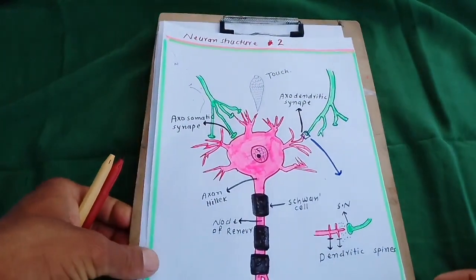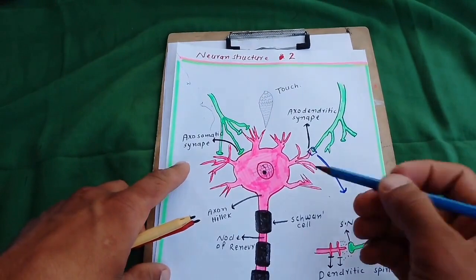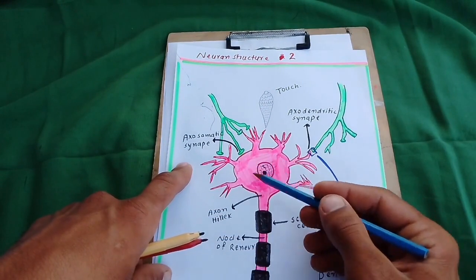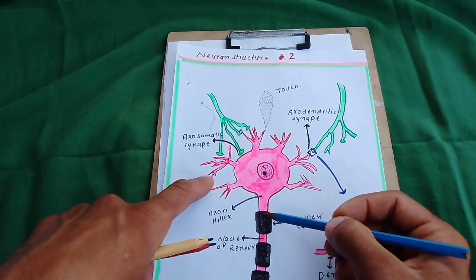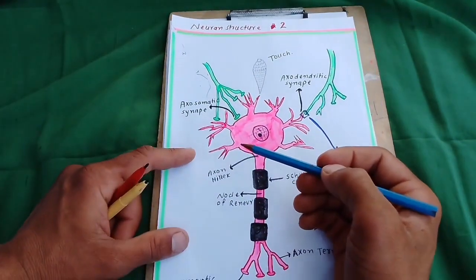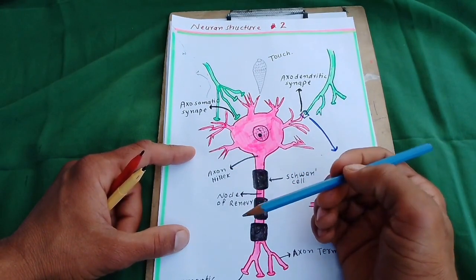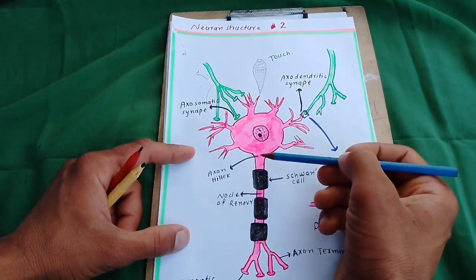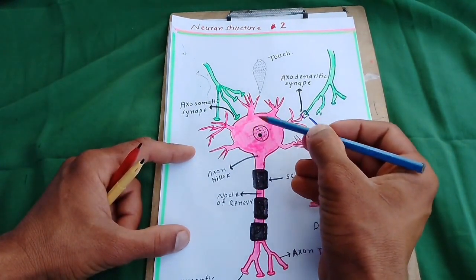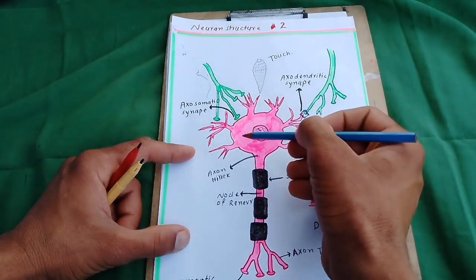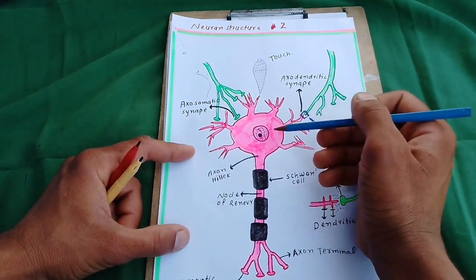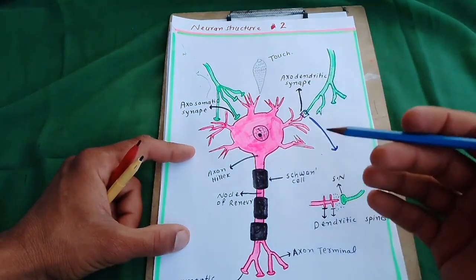What is an axon and what is a dendrite? Axon and dendrite are cytoplasmic extensions. This is the cell body, this one is the axon, while these are the dendrites. So nerve fibers are the cytoplasmic extensions, the cytoplasmic projections of the cell body. When the cell body sends out many branches, some make dendrites while some make the axon.